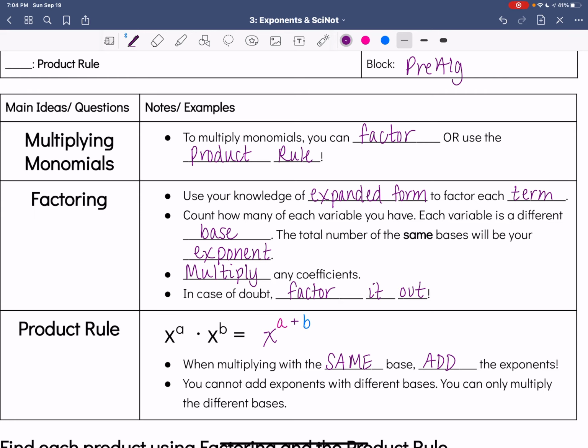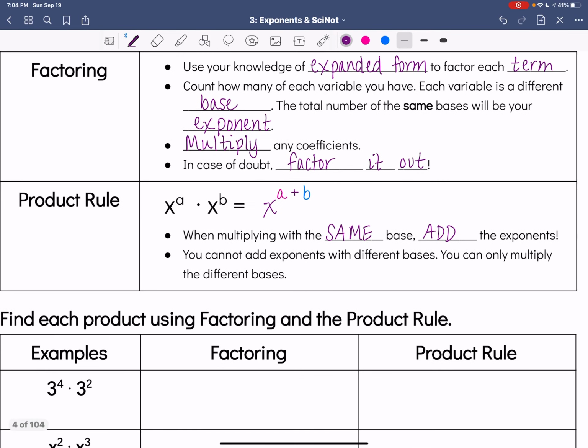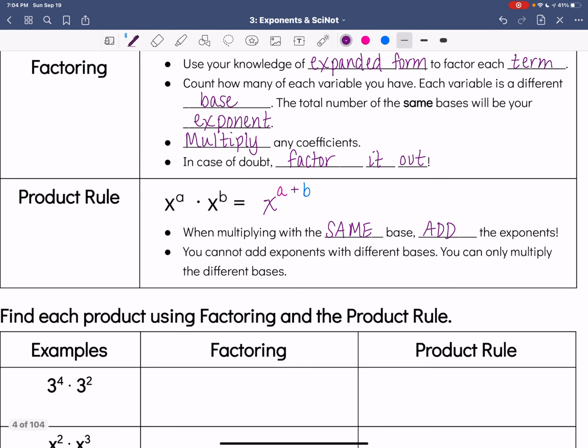So if you totally forget the product rule, factoring is always a great backup plan. All right, here's what we're actually going to be learning about today. We're going to be practicing the factoring, but the product rule is what this is all about today. If you notice, we have the same base of x and x, and we're multiplying the same base. So since we are multiplying the same base, you're going to keep the base the same as x.